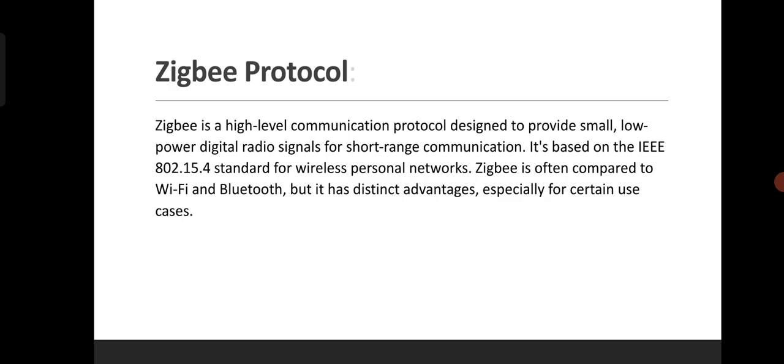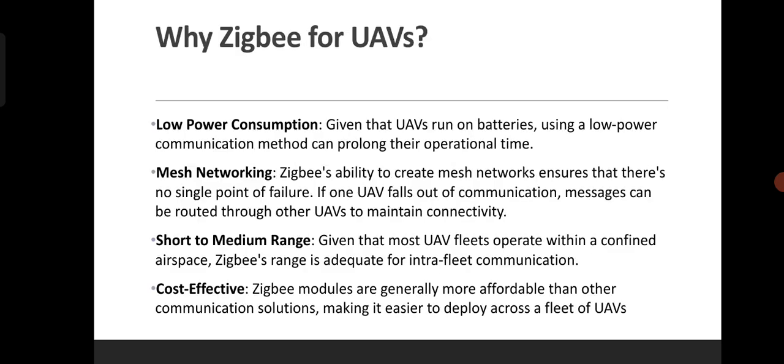Now the main points about the Zigbee protocol. Zigbee is a high-level communication protocol designed to provide small, low-power digital radio signals for short-range communication. It is based on the IEEE 802.15.4 standard for wireless personal area networks. Zigbee is often compared to Wi-Fi and Bluetooth, but it has distinct advantages, especially for certain use cases.